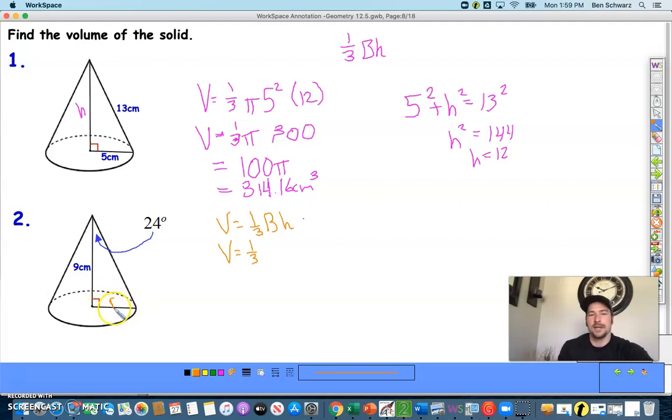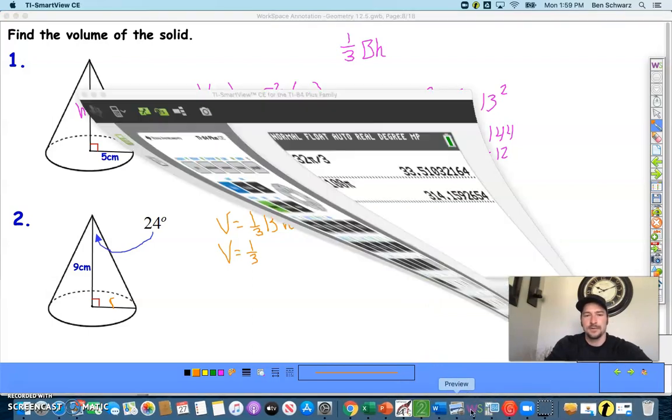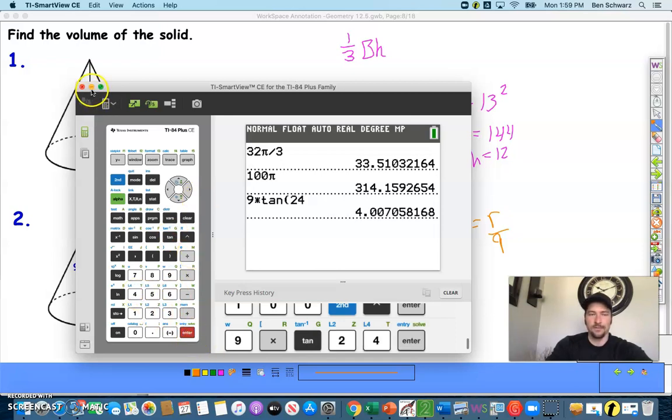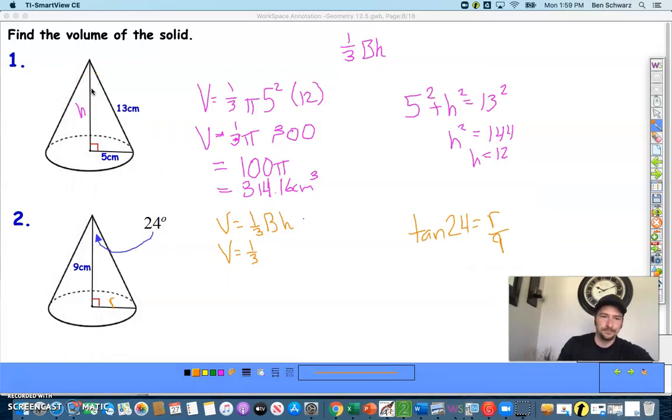In order to find R, we're going to have to use sine, cosine, tangent, SOHCAHTOA. So our angle is 24. We have the opposite side and the adjacent side. So that's going to be tangent of 24, opposite over adjacent. So R over 9. So we're going to have to take 9 times tangent 24. So back to my calculator here. 9 times tangent 24. Pretty much 4.007. We'll call it 4. So R is going to equal 4.